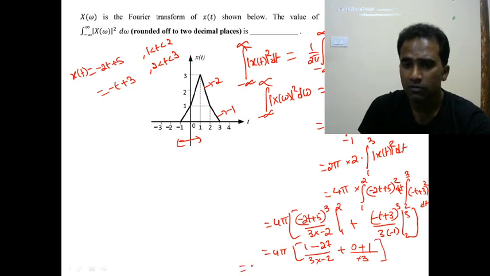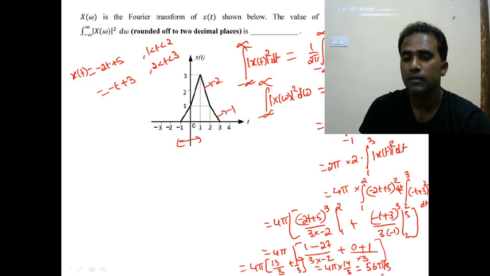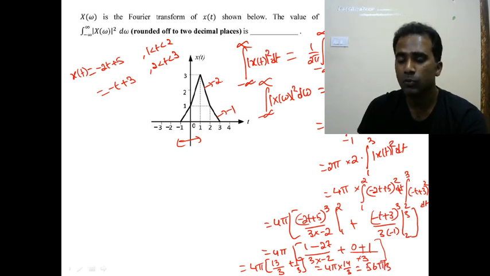So this is equal to 4 pi into, so what is this? This is minus 26 divided by 3 into minus 2. So minus 26 divided by 2, minus minus will get cancelled. It will be 13 divided by 3 plus 1 by 3, which is equal to 4 pi into 14 by 3, which is equal to 56 pi, 14 4s are 56 pi by 3. So we can use the calculator to calculate what is the value of pi.